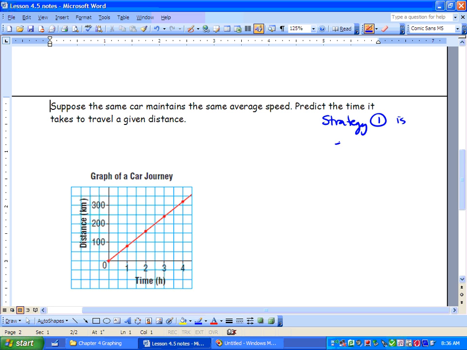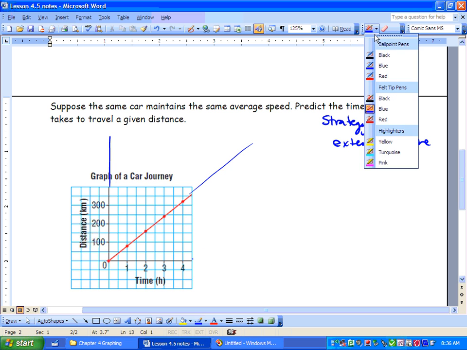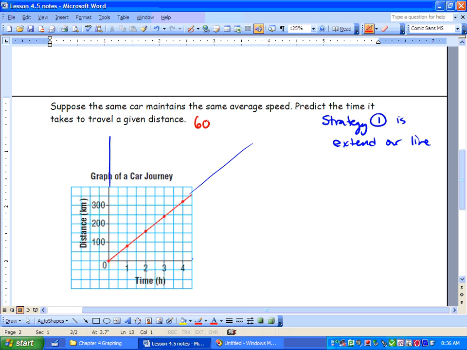is extend our line. If we were to do this, we would do it with a ruler. We're going to extend our line all the way up, and extend our graph, and find out how far we get for a given distance. And we're going to give a distance of 600 kilometers. We're going to find out how long it takes.